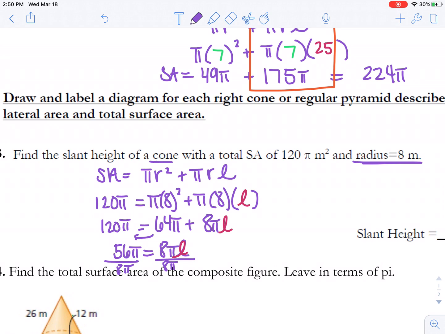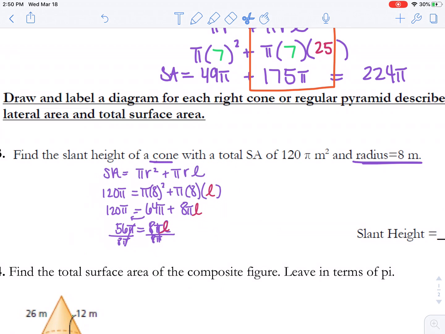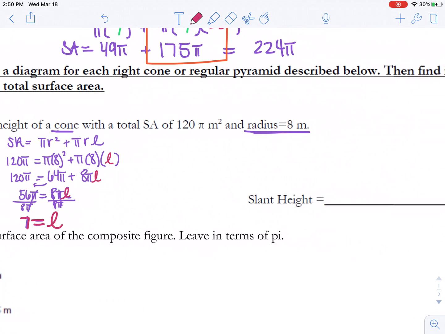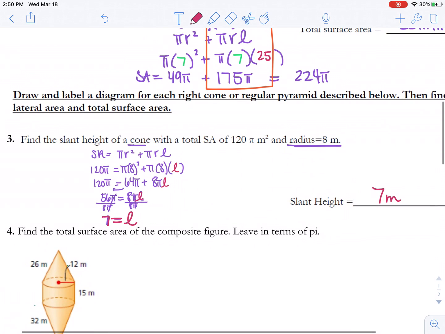From here, we want to isolate that slant height, that L. So I'm going to divide both sides by 8 pi. And when I do that, the pi's cancel on the left. 56 divided by 8 is, let me just shrink this so I can fit it all in the same spot, 56 divided by 8 is 7. So the slant height is 7 meters. All right, so we just had to work backwards using the formula, plugging in what they give us.